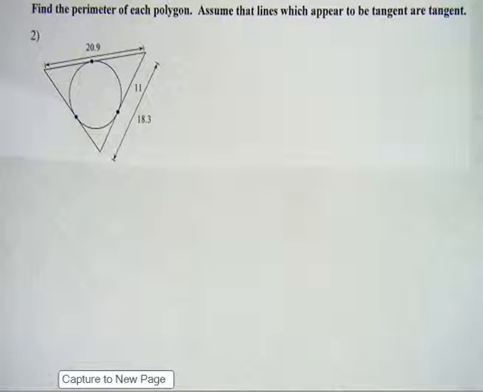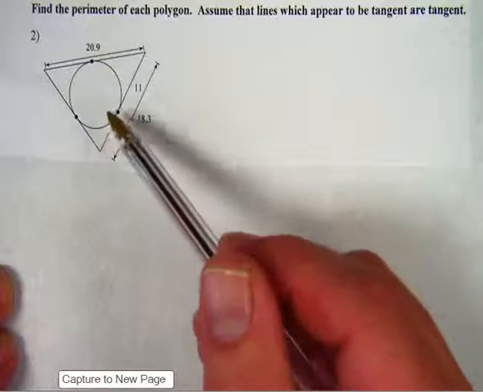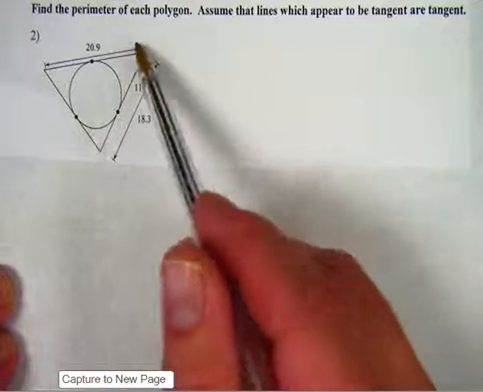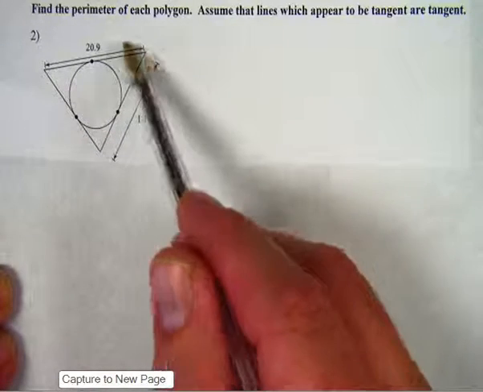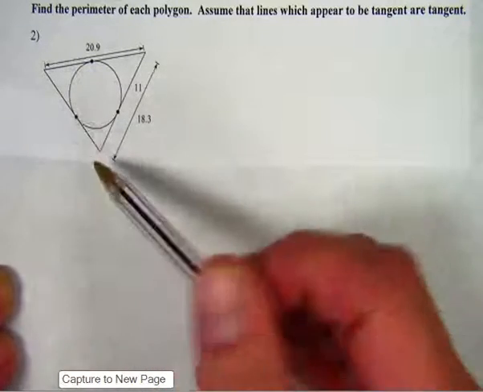Alright, this one is, in my own mind anyway, fairly fun. I kind of enjoy problems like this. Find the perimeter of the polygon. So that would mean this triangle here, and what I'm trying to find is the distance along the outside of that. So I need to add up all these sides that are around the edge.